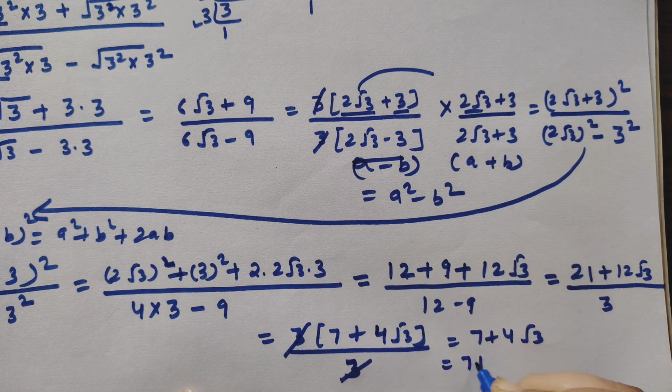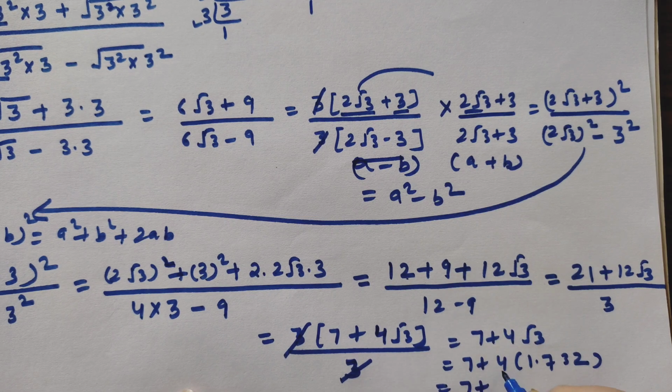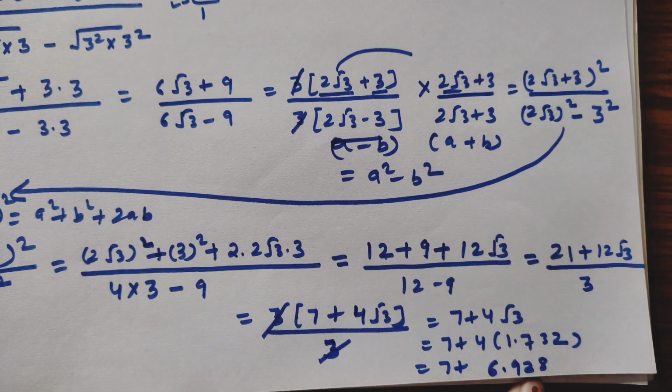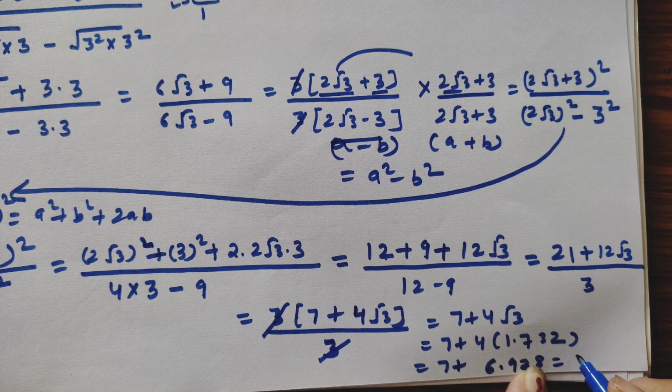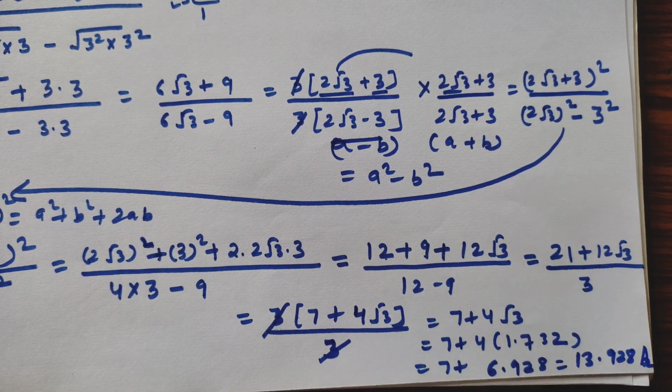Now just put the value of root 3. Root 3 value is 1.732 and multiply with 4. 4 2s are 8, 4 3s are 12, 1 carry, 4 7s are 28 or 1 is 29, 2 carry, 4 1s are 4 or 2 is 6. 6.928. And if you add these two numbers, 7 plus 6.928, it will give 13.928. This is our answer.